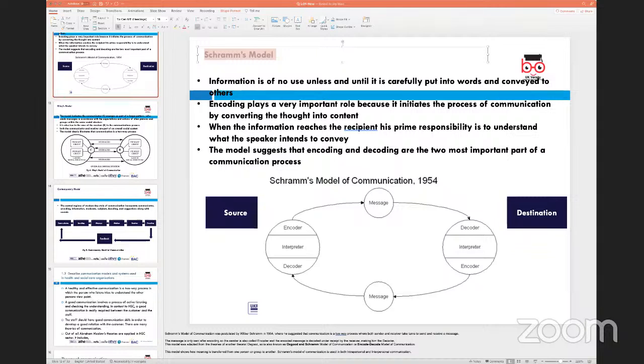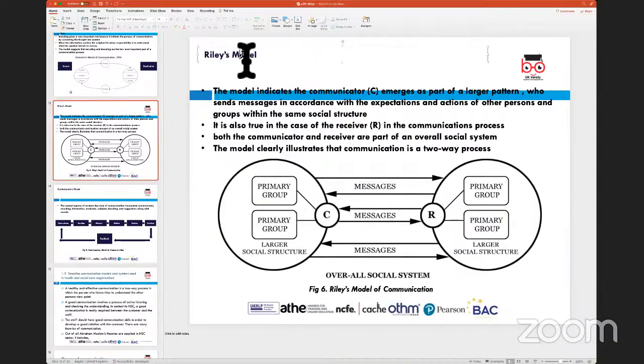And because this involves interaction, feedback would be provided both ways. So when I say something, and on the other side you receive it, and then you talk back to me and give me some feedback, it is an interactive process rather than a one-way process.